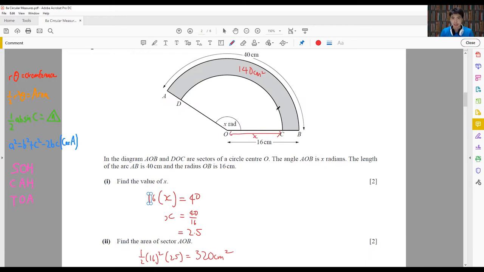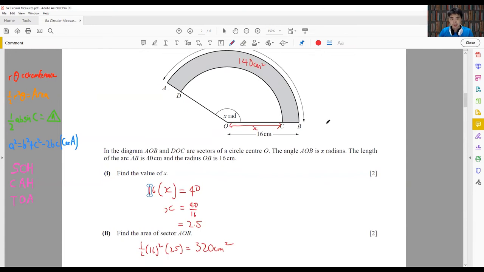Okay, you find the length of O to C. So what this simply means is, if I use the area of the enlarged sector of 320 square centimeters, minus this shaded region here, minus 140, I'll be left with 180. So that's exactly how big this is. This area, the unshaded region, has an area of 180 square centimeters.